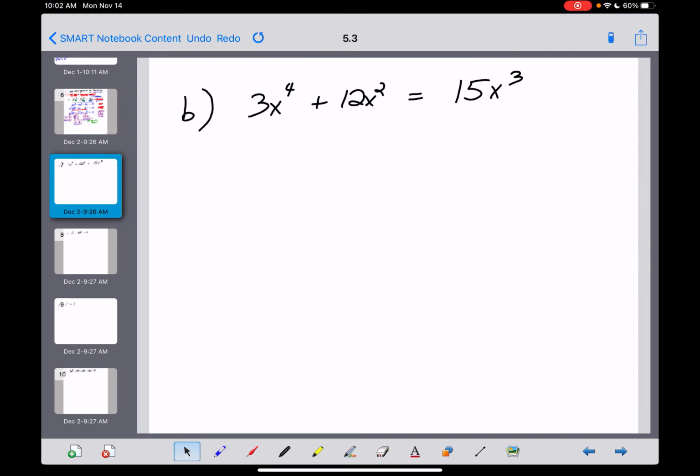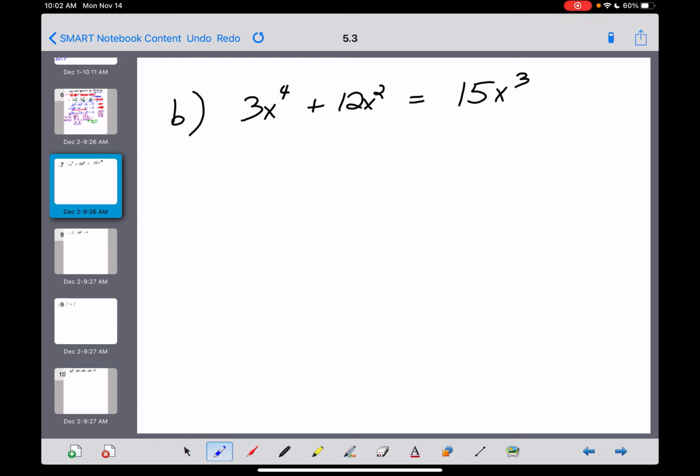Let's take a look at a second one right here. All right, what do we have now? 3x to the 4th plus 12x squared equals 15x cubed. Now, what I notice right here, guys, is that the degree of this polynomial is 4. We're dealing with a quartic polynomial equation. That means we should end up with a grand total of 4 roots, because our degree is 4 here as well. All right, let's try to do this the same way we did the last one.